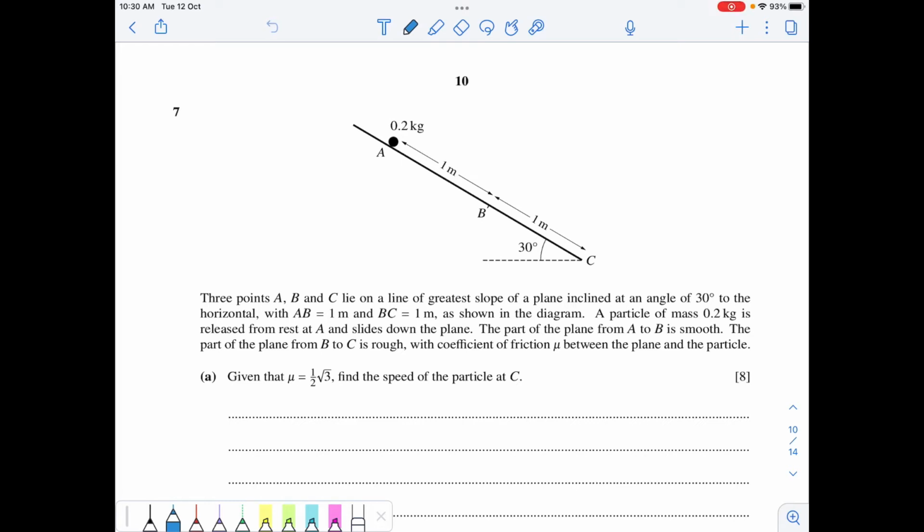Okay, final question, question 7. We have 3 points, A, B, C, lying on the line of greatest slope, and the plane is inclined at an angle of 30 degrees to the horizontal. AB is equal to 1, BC is equal to 1, as shown in the diagram.